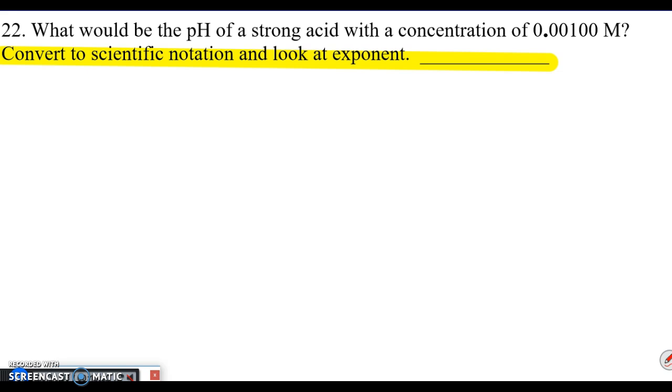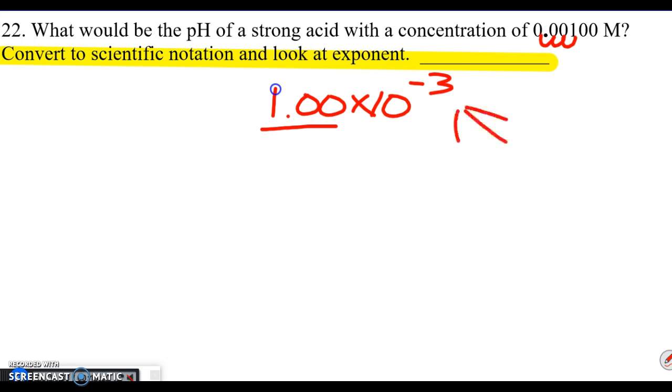What would be the pH of an acid with a concentration of 0.00100? First, I would convert it to scientific notation. So this number would be 1.00 times 10, and I have to go 1 spot, 2 spots, 3 spots with the decimal, and it's smaller than 1, so that's to the negative third. My number out front is 1. My exponent is 3, so my pH would be 3.